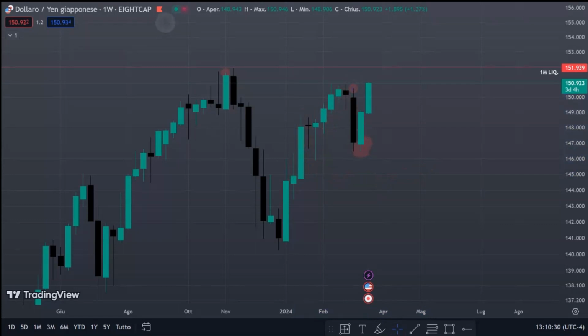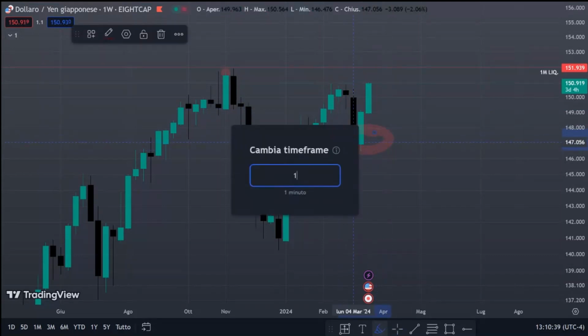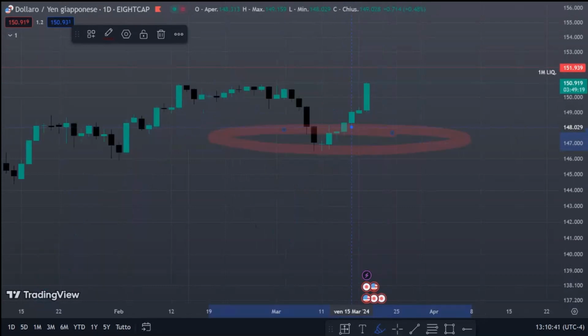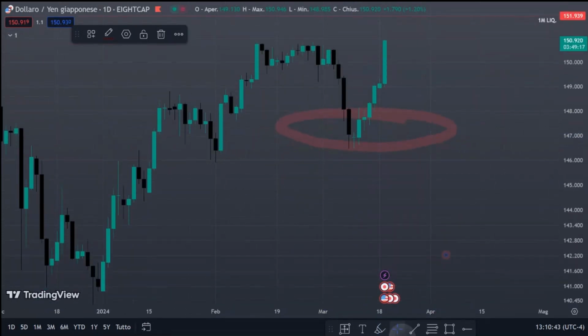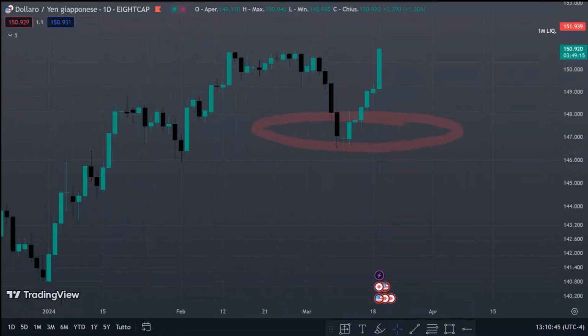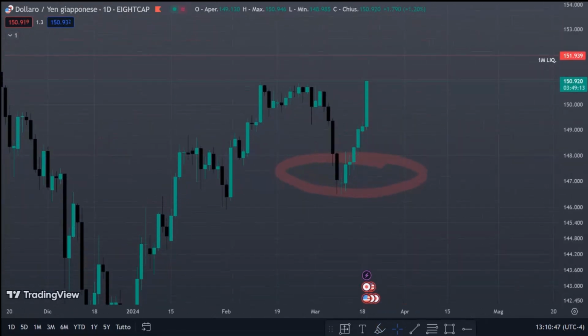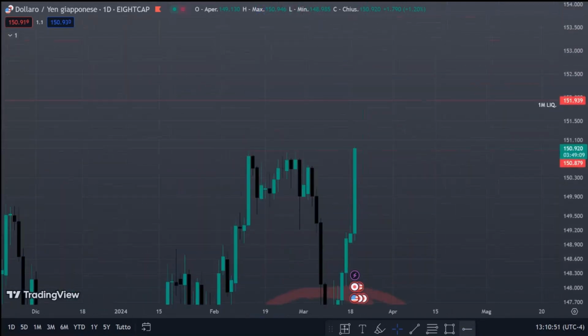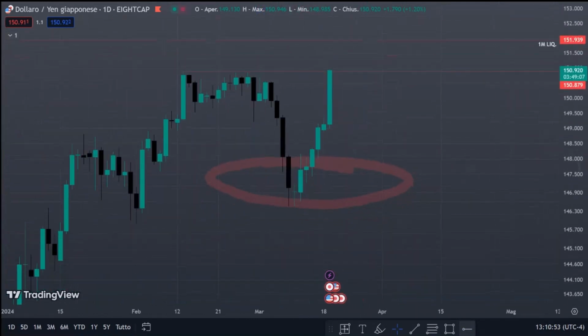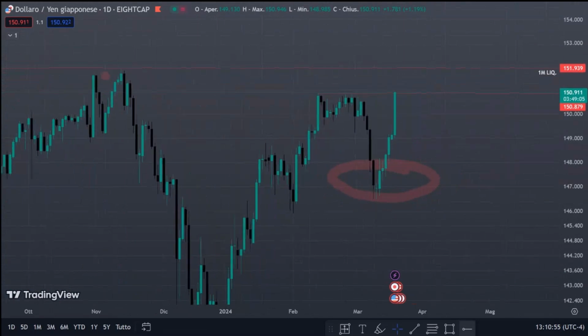So here the structure is bullish. So what do you want to see on the daily? Bullish break of structure. Okay, so here we took this liquidity. Look at that, how nicely we took this liquidity today.